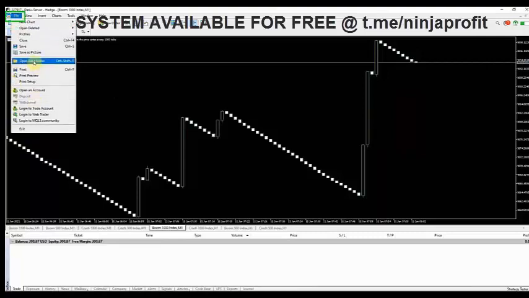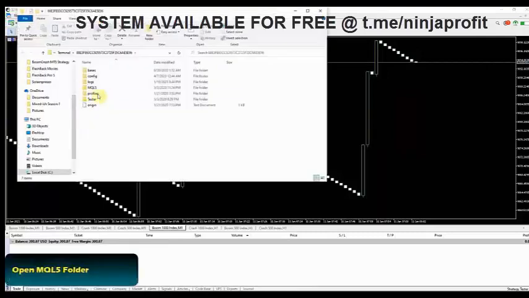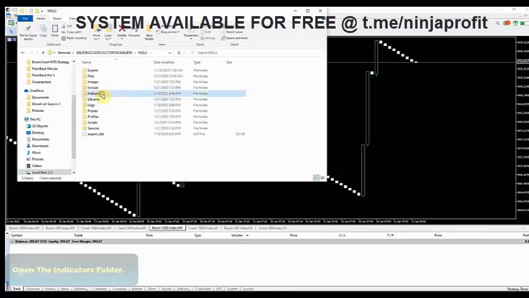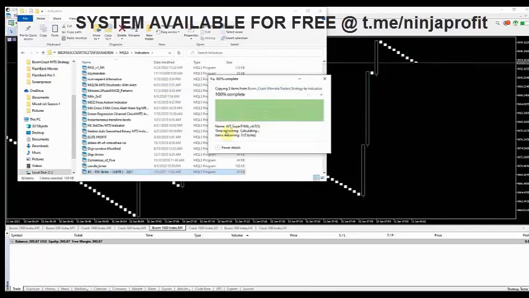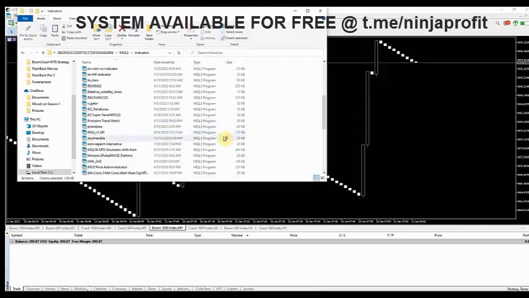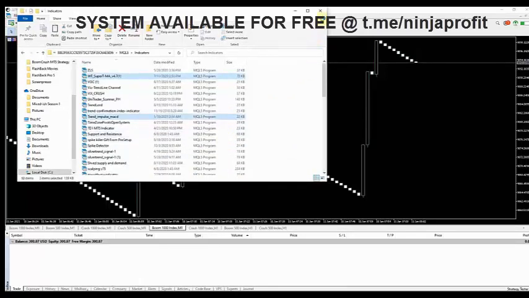On the top left corner, click on File on your MT5 platform. Then scroll down and click on Open Data folder. Go down and open MQL5 to access the indicators folder. Double-click to open the indicators folder and paste your MT5 files on that folder.